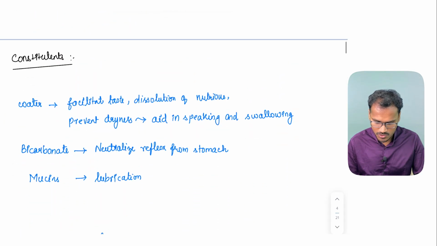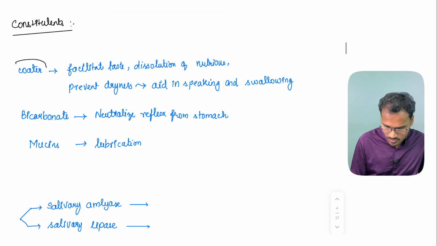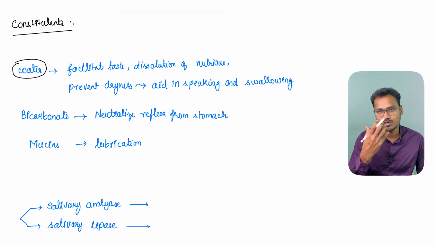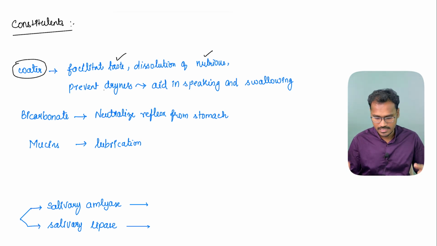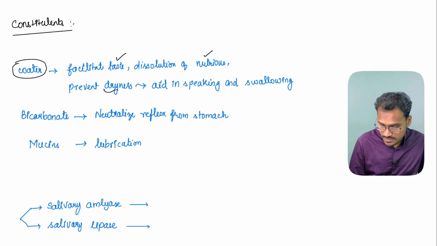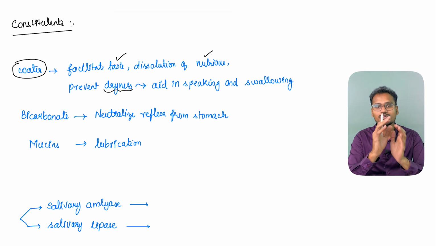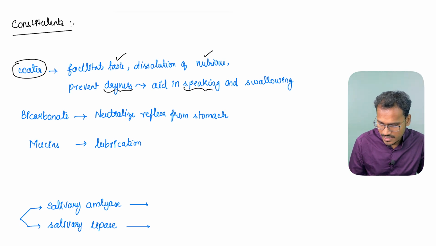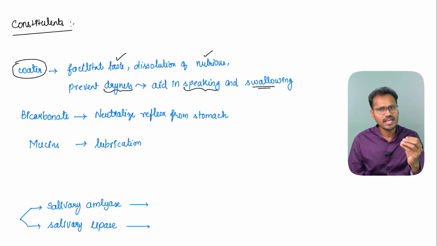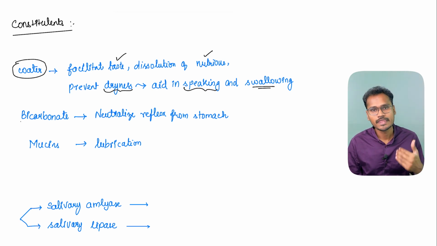So first, the constituents. What is the most important constituent? The water in the saliva will help to facilitate the taste also, the dissolution of nutrients and other enzymes, and it helps to prevent dryness. Basically, it is like mixing the food with some kind of lubrication, we can say. And it also helps in speaking and swallowing. If it is very dry, then we'll find it difficult to swallow. That is the main important function of this water composition.